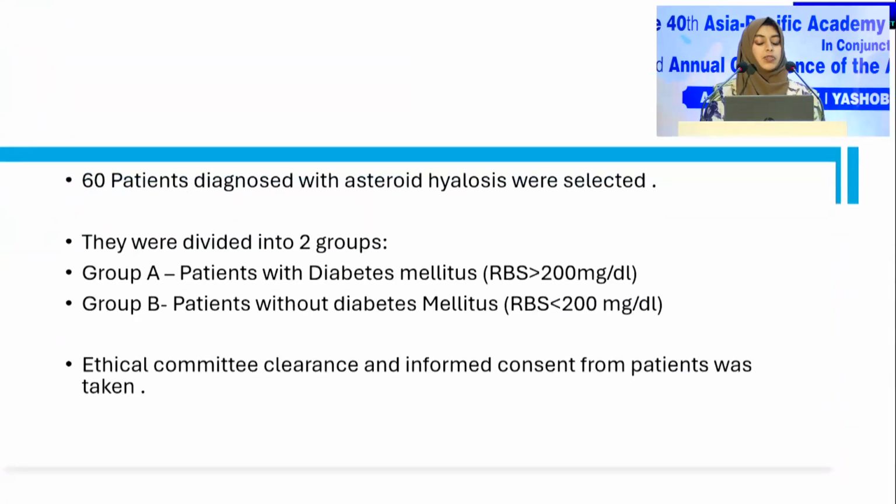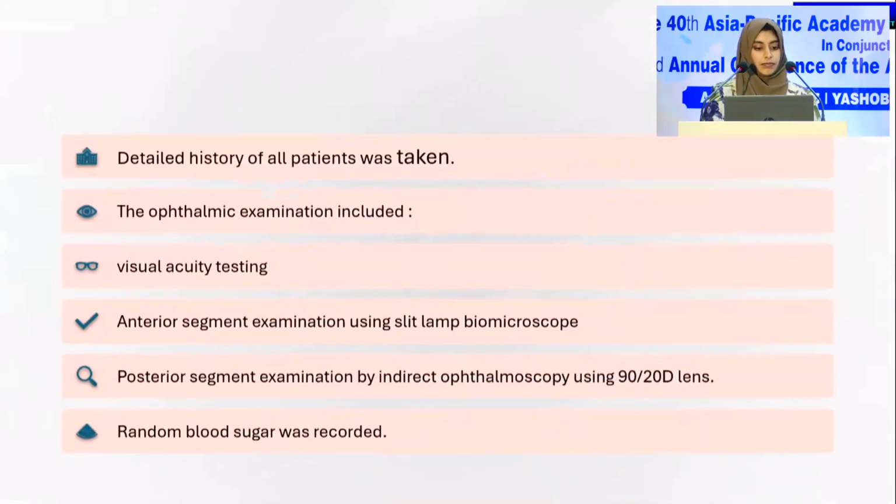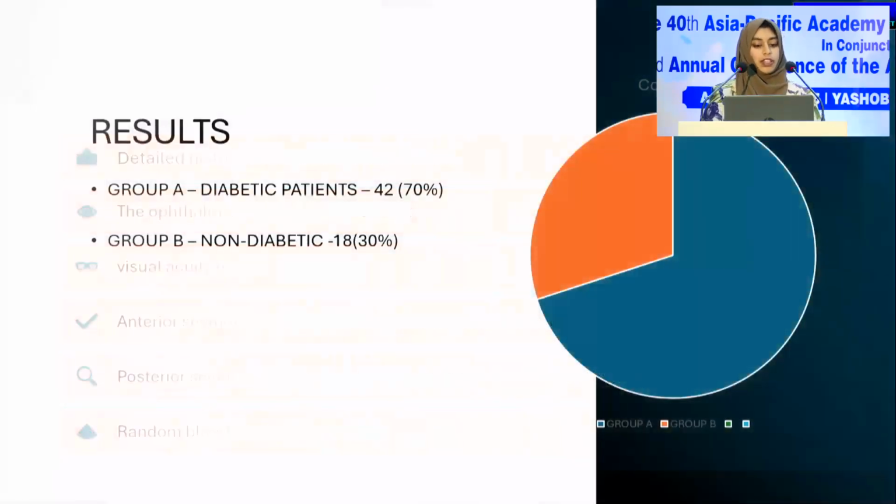About 60 patients diagnosed with asteroid hyalosis were selected. They were divided into 2 groups, Group A and Group B. Group A had patients with diabetes and Group B without diabetes. Ethical committee clearance and informed consent from patients were taken. Detailed history of all patients was taken. The ophthalmic examination included visual acuity testing, anterior segment examination using slit lamp, posterior segment examination using IDO, and the random blood sugar of the patients were recorded.